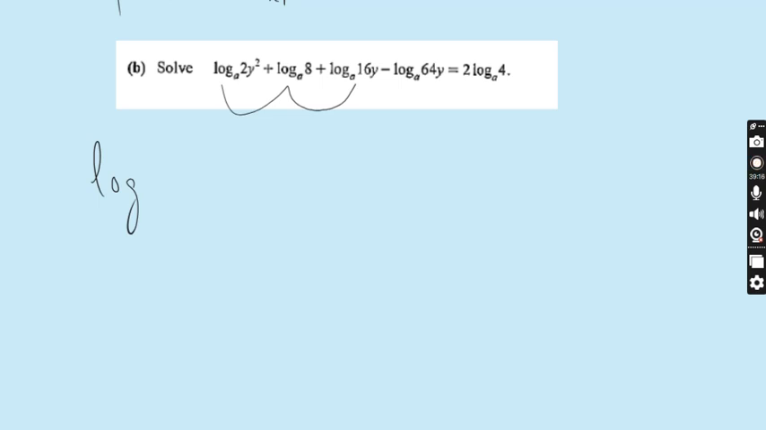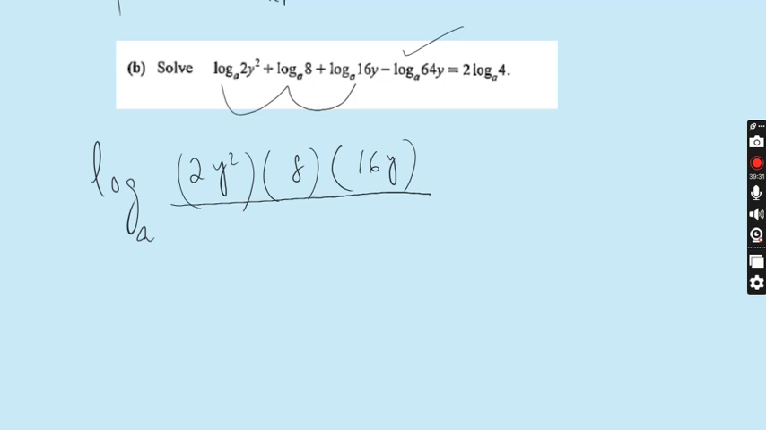So it will be log a(2y square) multiply by 8 multiply by 16y, and this negative is converted into a fraction, and this 2 becomes the power of 4. It is 16. Now log a cancels by log a.